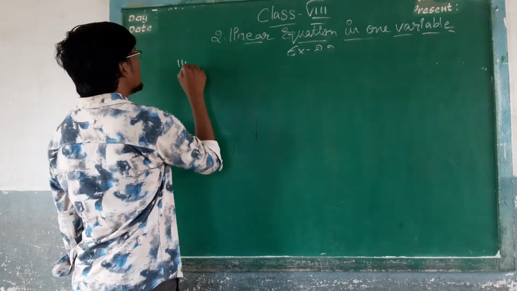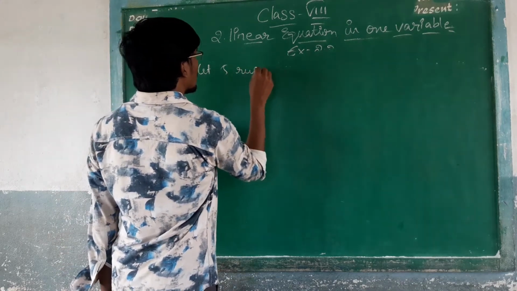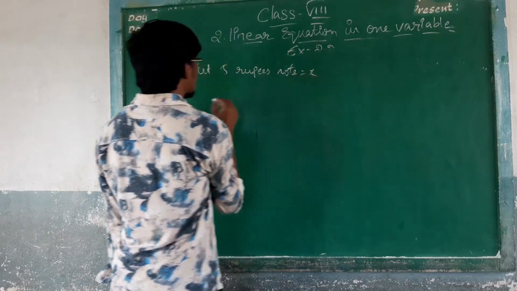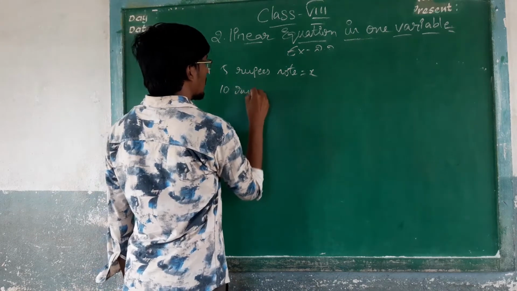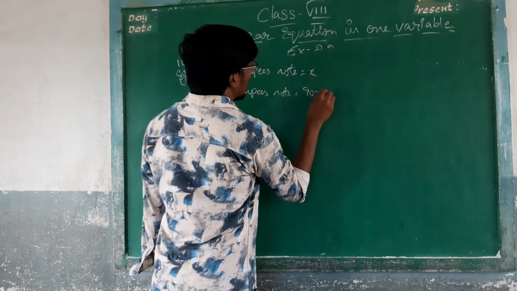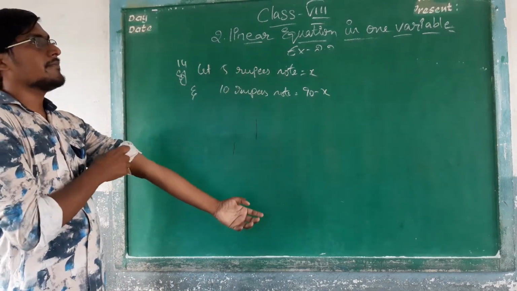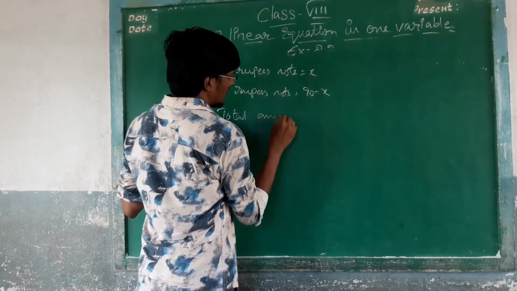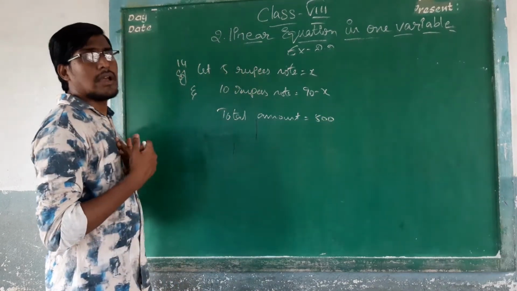So it is the 14th sum. Let 5 rupees notes equal x and 10 rupees notes equal 90 minus x. Okay. Total amount equal to, how much amount did I have? 500 rupees I have had.